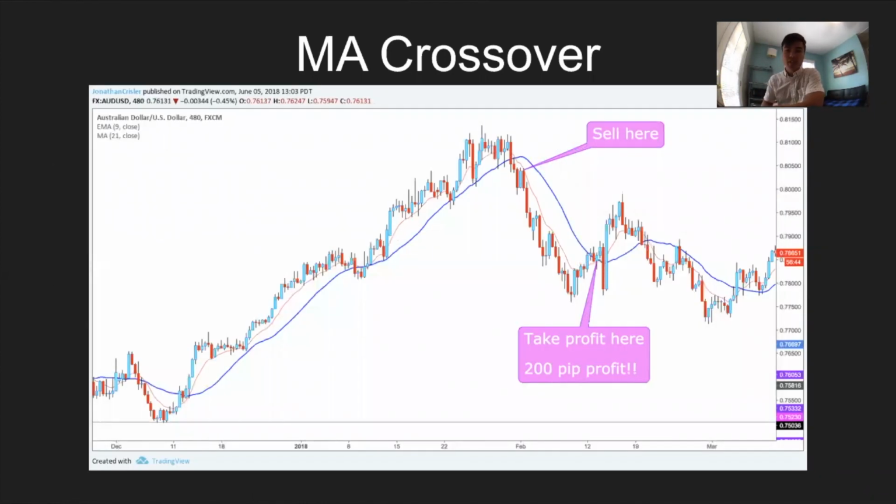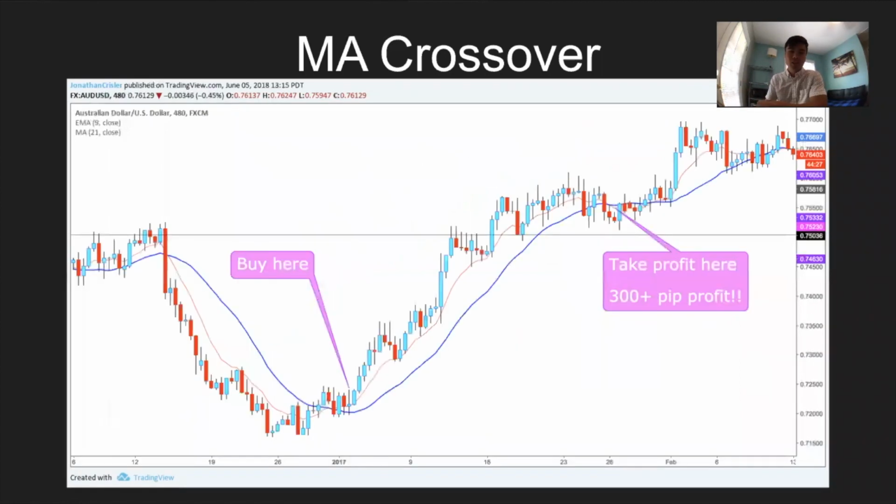So right here where it says sell here, we can see that's right where the EMA moved under the SMA, telling us it's a good time to sell. And then we close that sell position when they cross over again. And we close that for 200 pips, which is $2,000 if you're trading with a standard lot, $200 if you're trading with a mini lot.